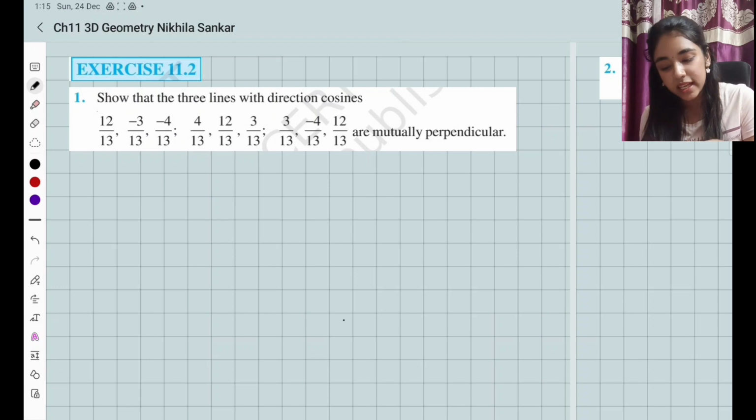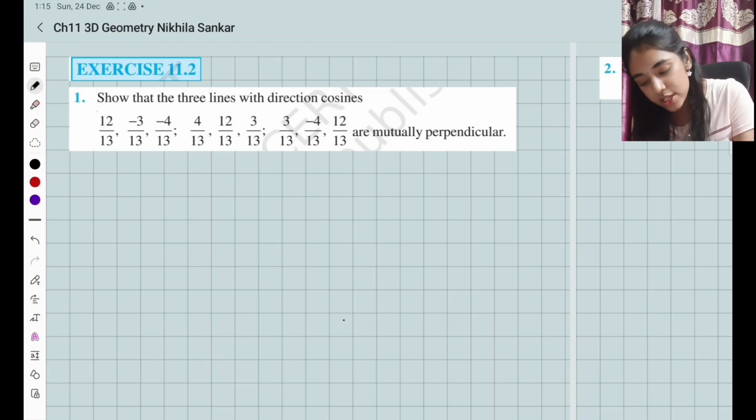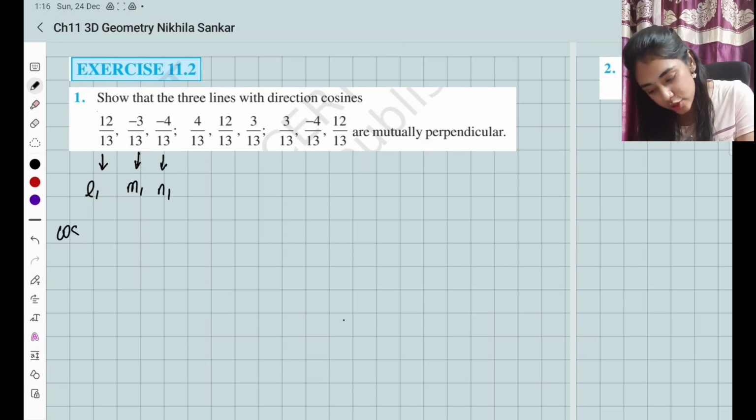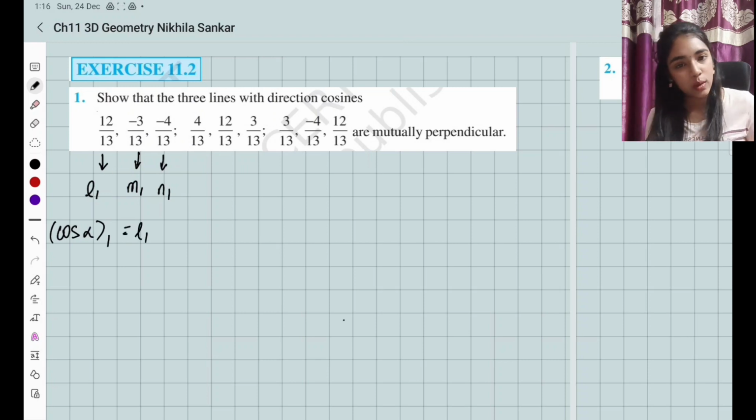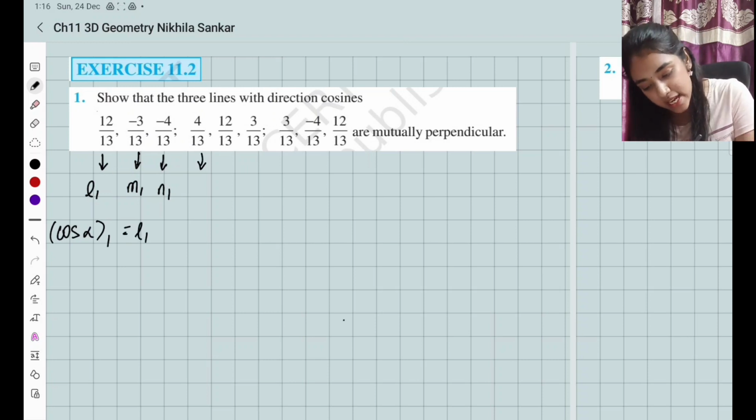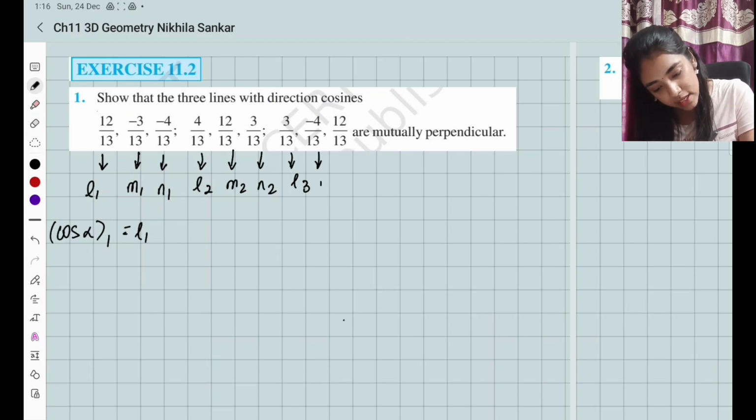இப்ப கொடுத்திருக்கிறதெல்லாம் என்னது? Direction cosine கொடுத்திருக்கான். So this is going to be L1, M1, N1. கரெக்டா? Direction cosinesலாம் என்ன? It is going to be cos of alpha of the first line, which can also be depicted as L1. Okay, இதெல்லாம் தான் direction cosines. And this is going to be L2, M2, N2, and this is going to be L3, M3 and N3.